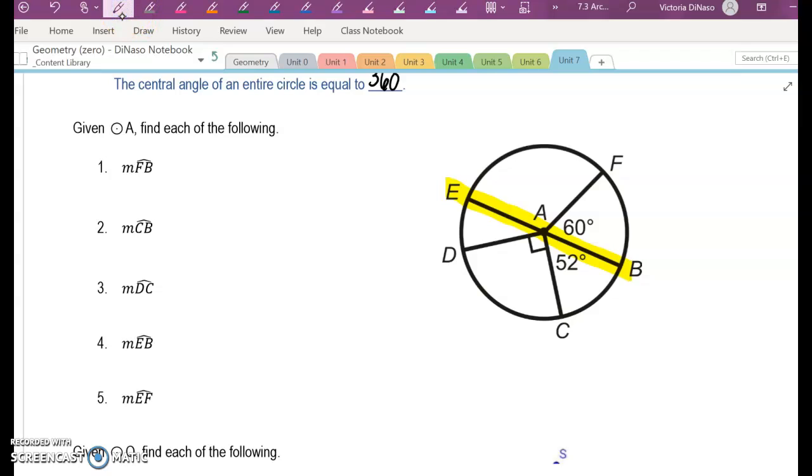Starting with the measure, so that little m means measure, the measure of arc FB, because it only has two letters, we're going to go the shorter distance from F to B. This is what's called a minor arc. From F to B, we want to find this measure right here, and the 60, which is in the center of the circle, is going to be equal to that minor arc, right? That arc that it's formed. So we could put 60 right here. Those are equal. So we have 60 degrees.